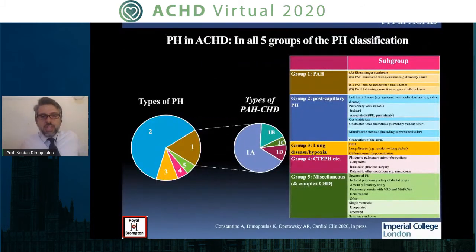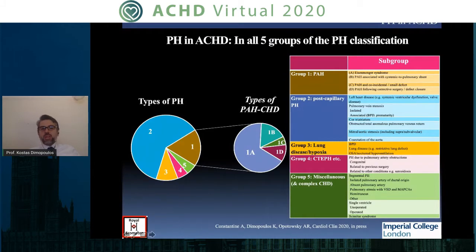But just to reiterate, first of all, that pulmonary hypertension in adults with congenital heart disease is not just Eisenmenger syndrome. We have patients with pulmonary hypertension and congenital heart disease within all 5 groups of the international pulmonary hypertension classification, going from group 1 to group 5. Of course, group 1 is the group that has attracted the most attention. It's pulmonary arterial hypertension, but probably the biggest group of pulmonary hypertension in adults with congenital heart disease is the post-capillary group, group 2, where we have patients with left or systemic heart disease causing pulmonary hypertension.